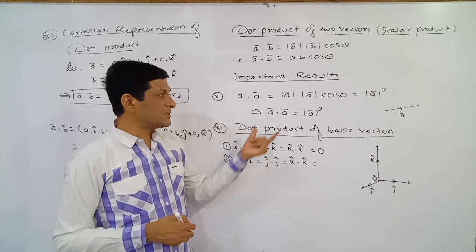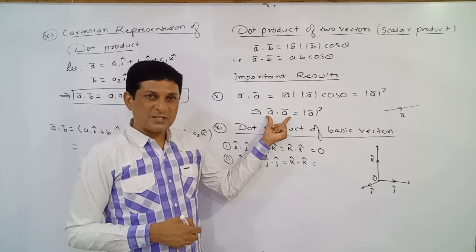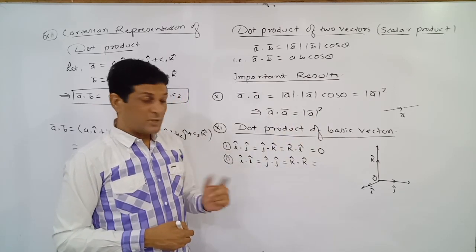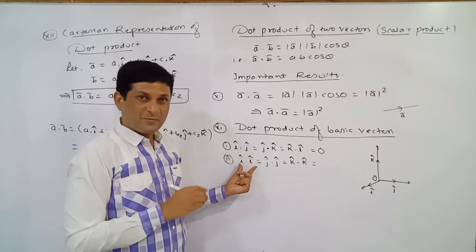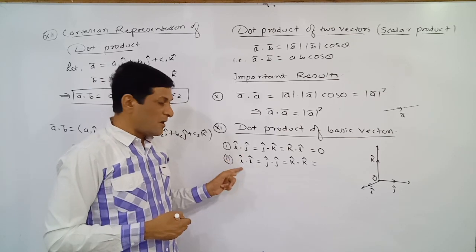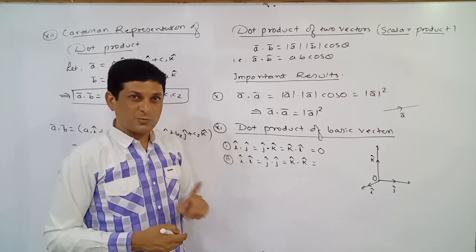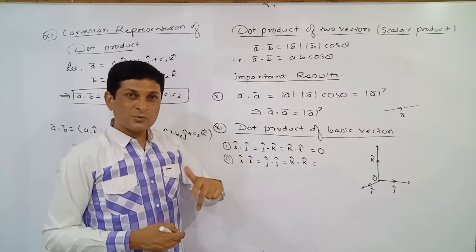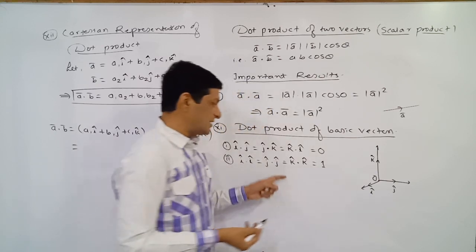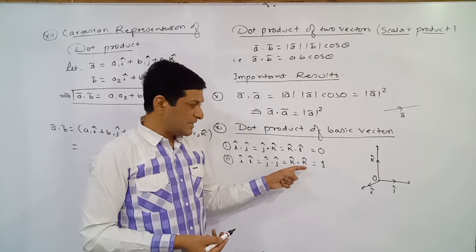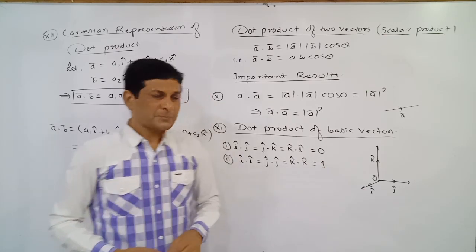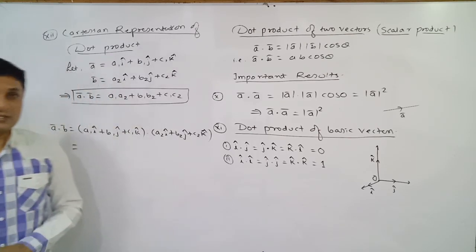Now just now we have seen that the dot product of the same vector is equal to the square of its magnitude. So i cap dot i cap is the dot product of the same vector, which is equal to the square of its magnitude. But what is the magnitude of i cap? It is a unit vector, so its magnitude is 1. So i cap dot i cap is equal to the square of 1, which is 1. In the same way, j cap dot j cap or k cap dot k cap is also equal to 1, because these are also unit vectors.